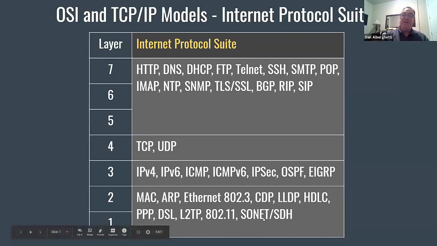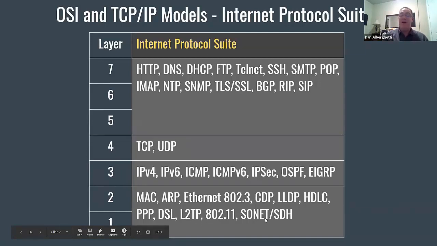And then there's other things here that you'll need to know about. PPP is a WAN protocol. DSL is a WAN protocol. This is a tunneling protocol. This is wireless Ethernet. This is wired Ethernet. Ethernet is the 802.3 specification. Wireless Ethernet, Wi-Fi, is the 802.11 specification.